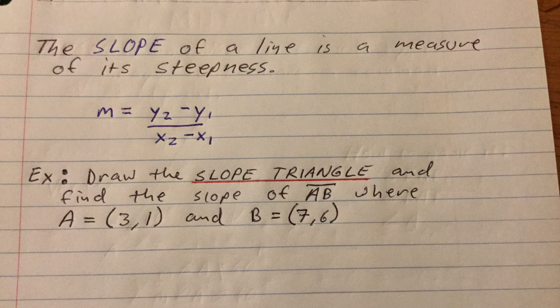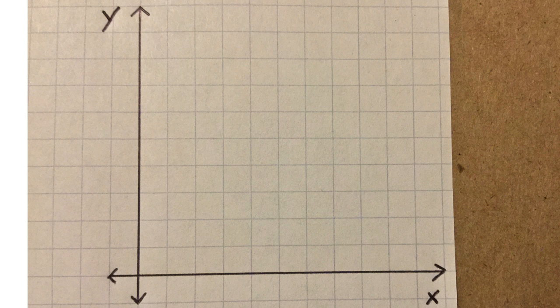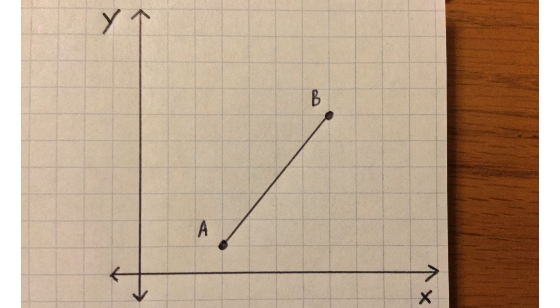So let's work an example of this. The example says draw the slope triangle and find the slope of segment AB, where A is (3, 1) and B is (7, 6). So at this time you should probably pause the video and go up to Mr. Kingsbury and grab a little square of graph paper, unless you have graph paper, then you're good to go. So set up a set of axes, x and y. We're going to put this in the upper right corner because both of the coordinates were positive.